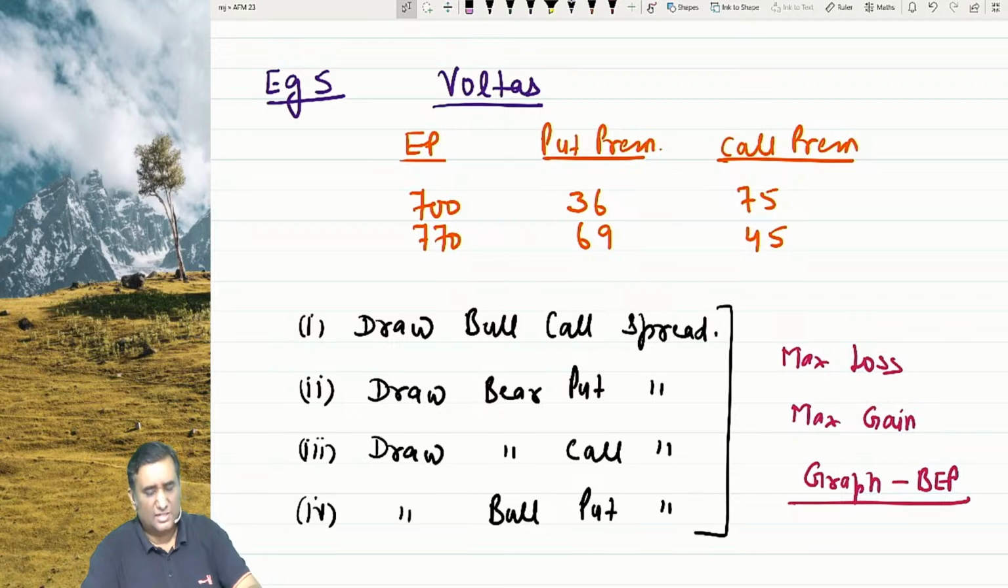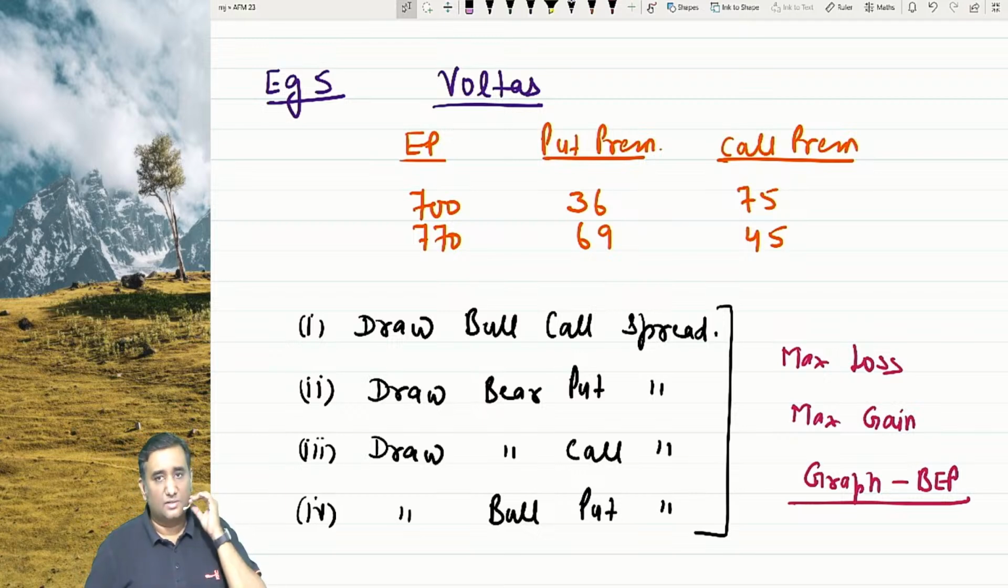Example of Voltas. Voltas is a listed company. I think this could have been priced some time back. I might have taken in the class from those prices. Now I think it should not be 700. Exercise price 700, 770, put premium 36.69, call premium 75.45. I need maximum loss, maximum gain, and break-even graphs.